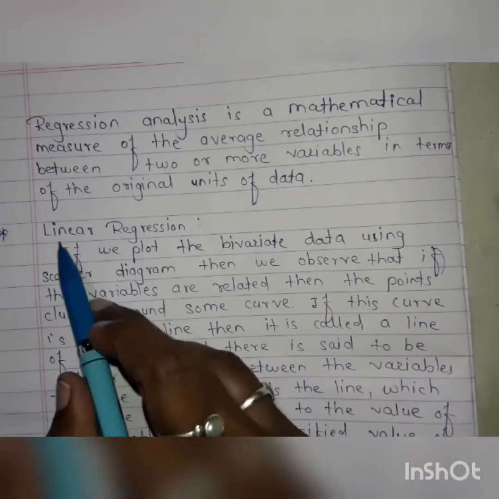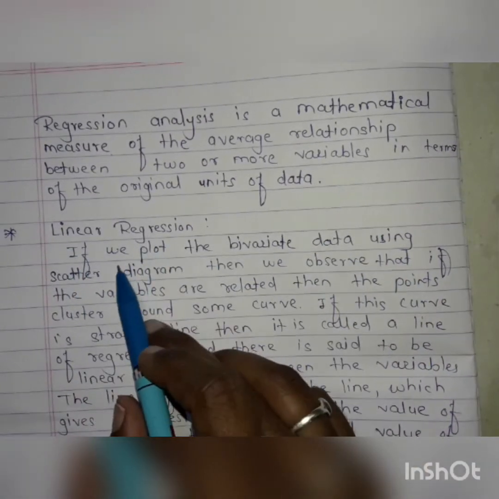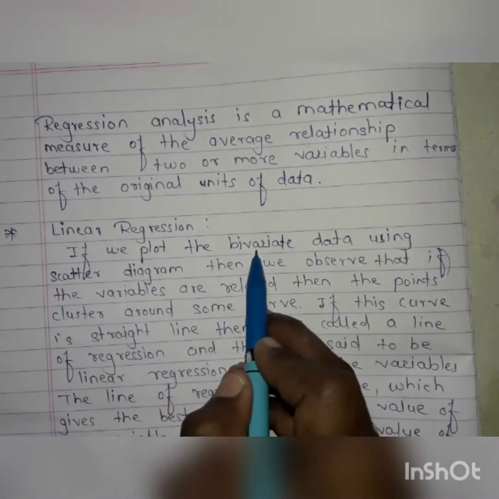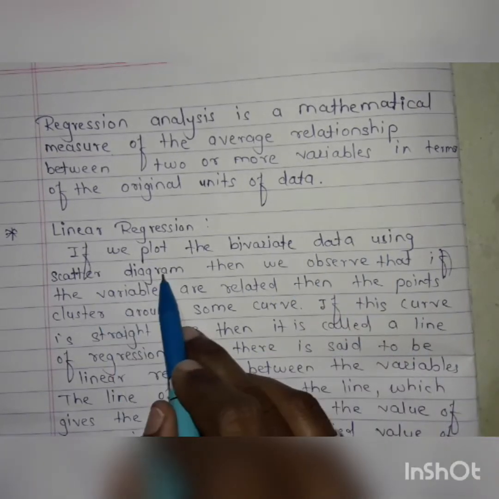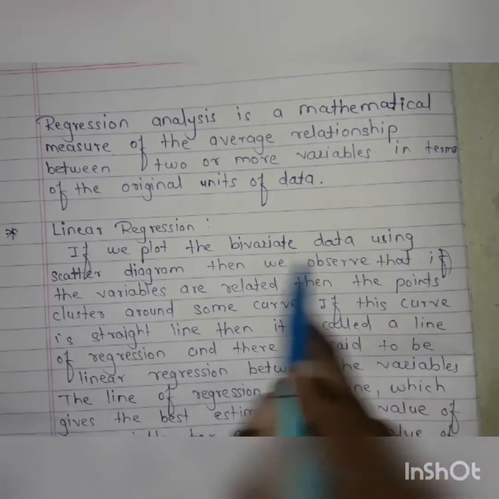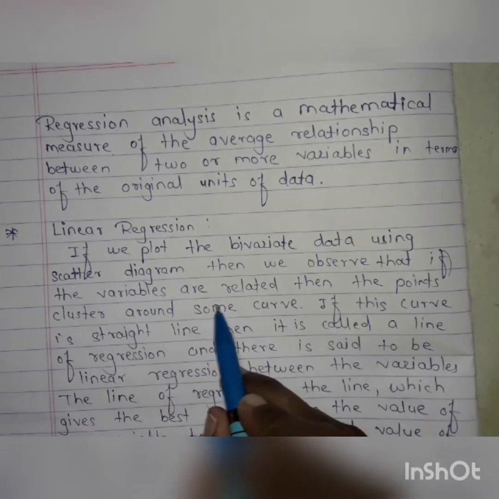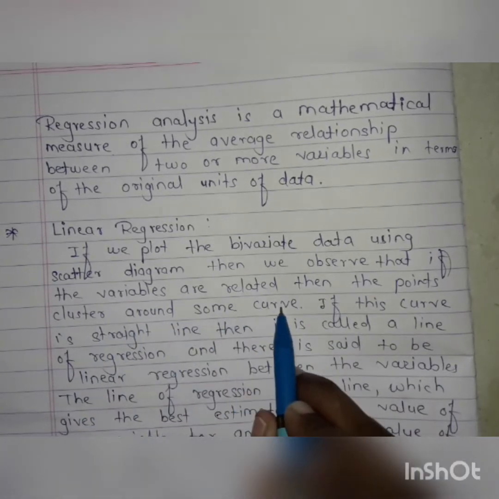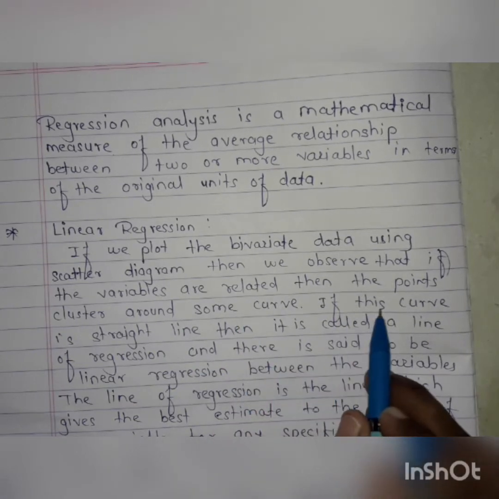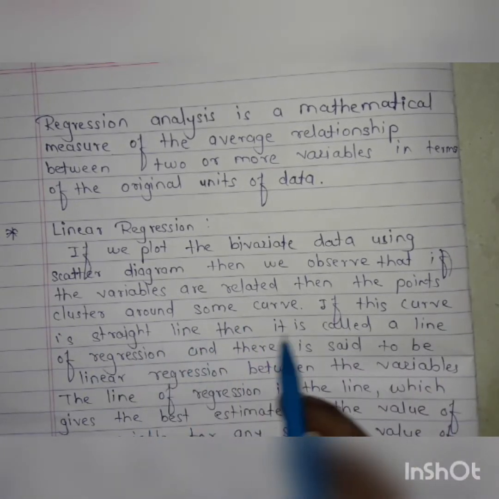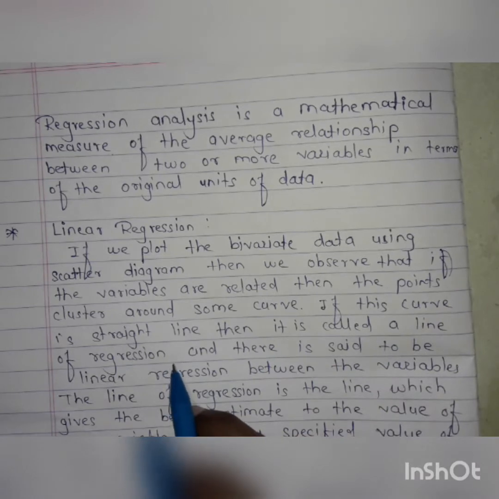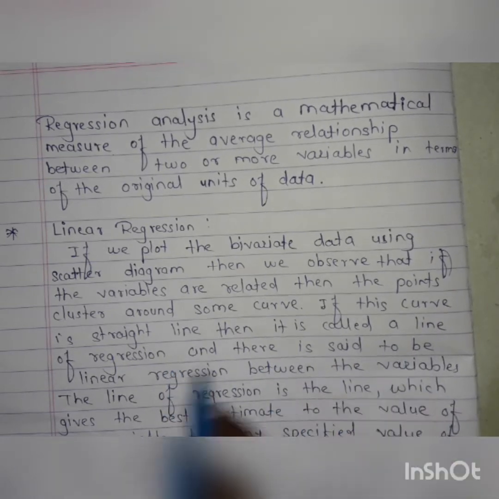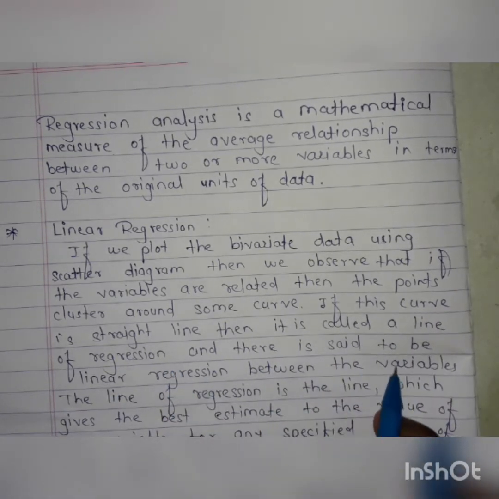Next point, linear regression. If we plot the bivariate data using a scatter diagram, then we observe that if the variables are related, then the points cluster around some curve. If this curve is a straight line, then it is called a line of regression, and there is said to be linear regression between the variables.